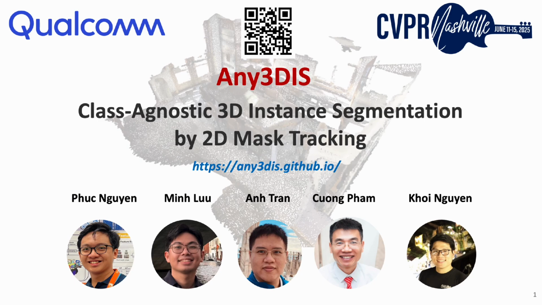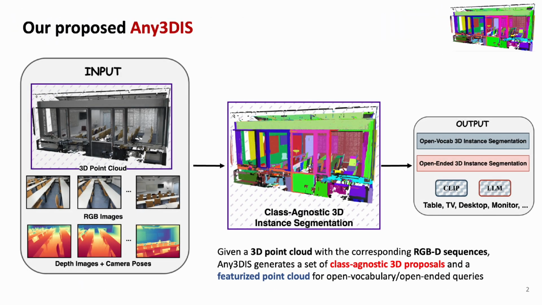Today, I'm excited to present our work, Any3DIS, Class-Agnostic 3D Instant Segmentation by 2D Mask Tracking. Given a 3D point cloud and its corresponding RGBD sequence, Any3DIS generates a high-quality set of class-agnostic 3D proposals.